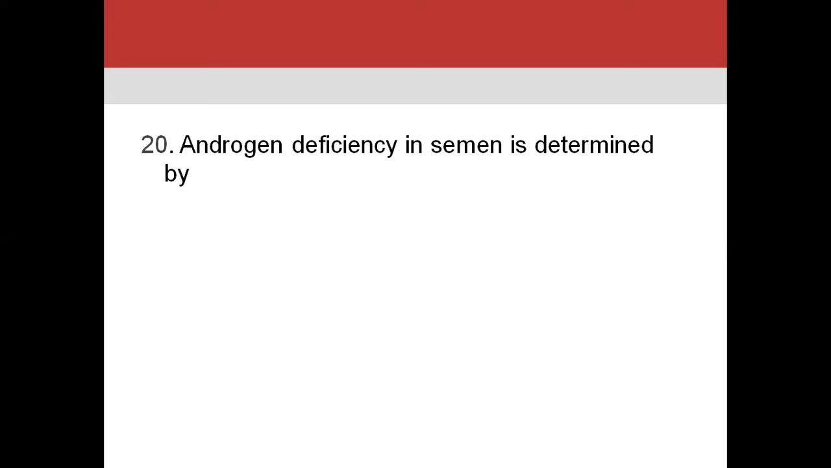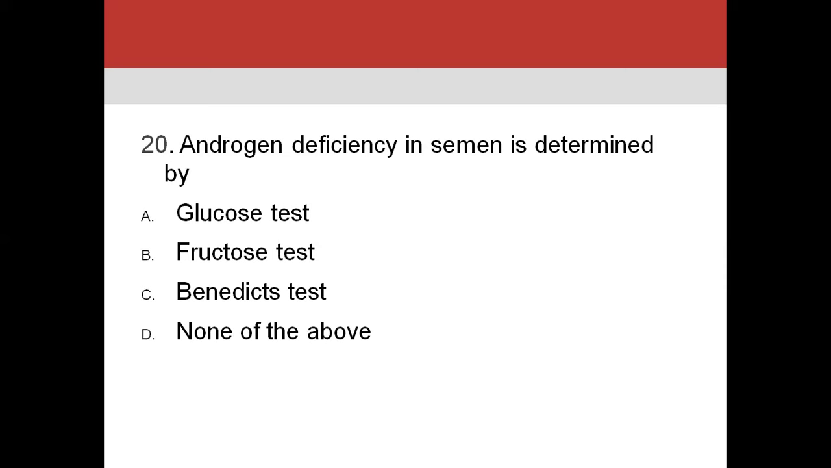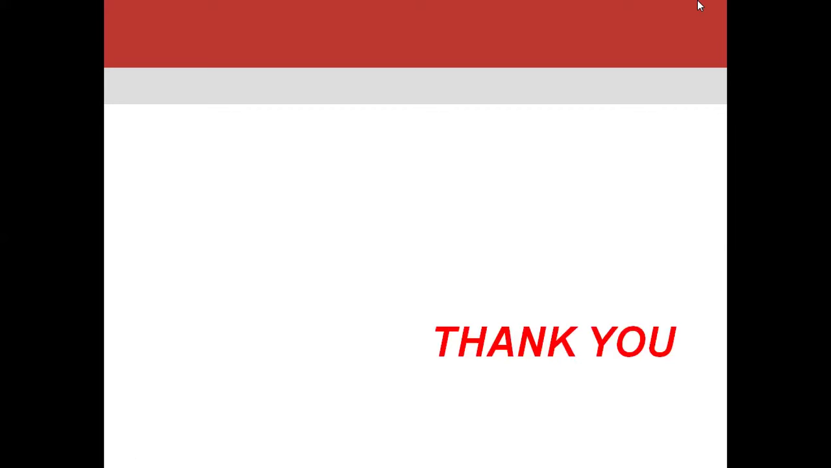Next question, androgen deficiency in semen is determined by option A, glucose test, option B, fructose test, option C, Benedict's test, option D, none of the above. Here the right answer is option B, fructose test. So androgen deficiency in the semen is determined by the fructose test.